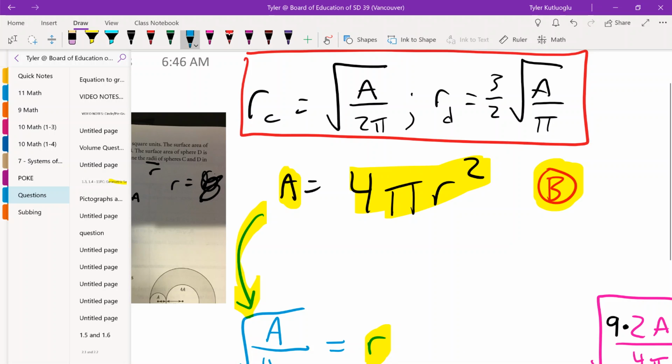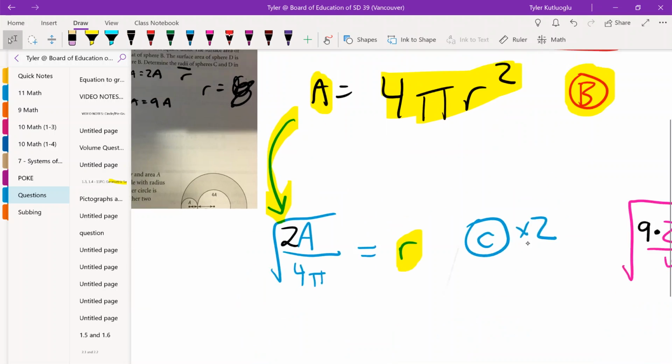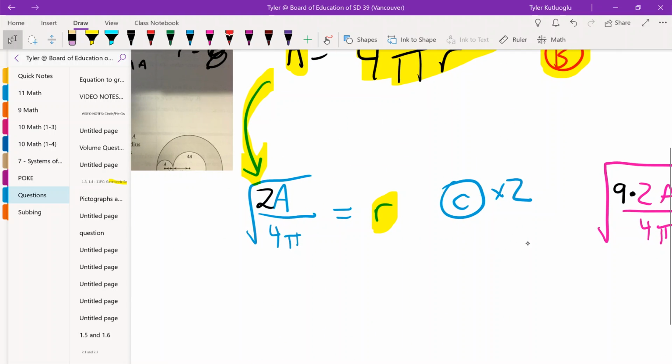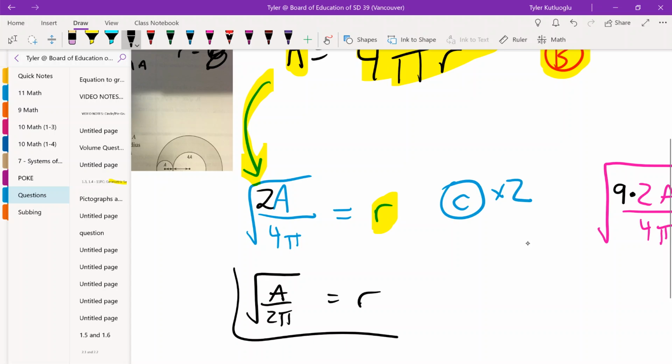Now if we're looking at sphere C, it's actually twice as big. The way I'm going to double the area is really simple. I'm just going to put a 2 in front of the A. The area is doubled, and the rest of the equation stays the same. Now we just have to simplify. 2 over 4 simplifies, so it becomes A over 2 pi, all square rooted, is equal to R. That's the answer for sphere C.